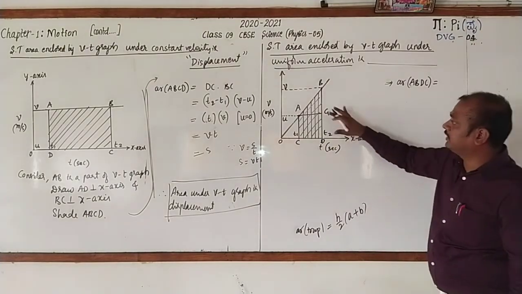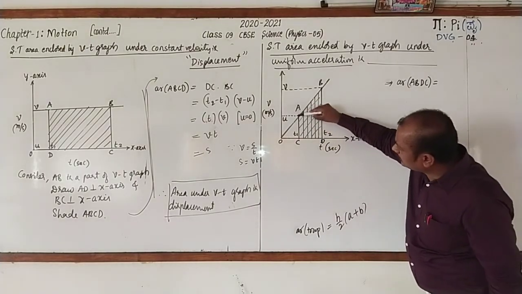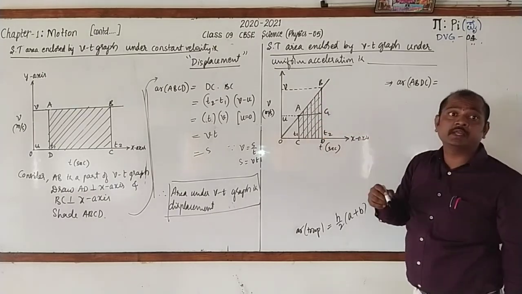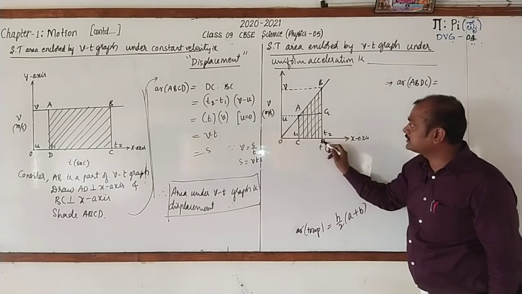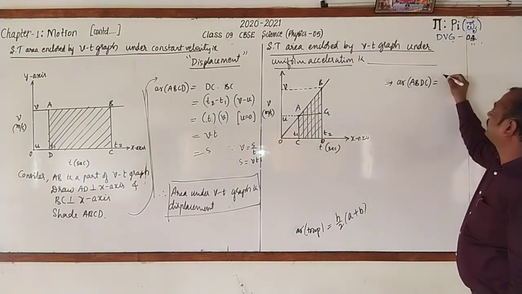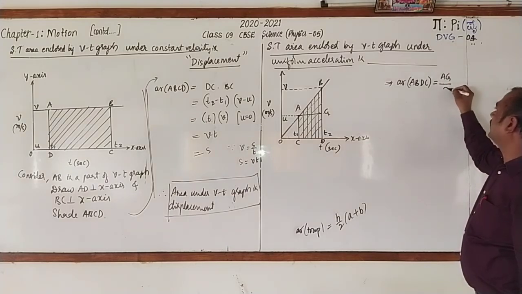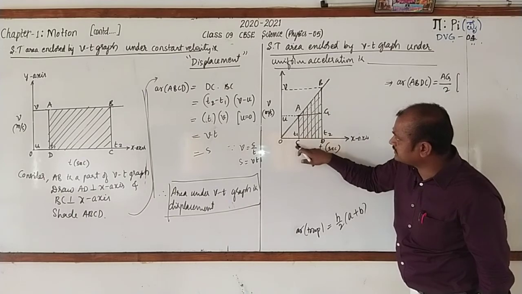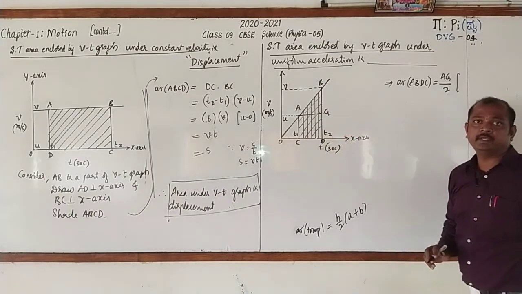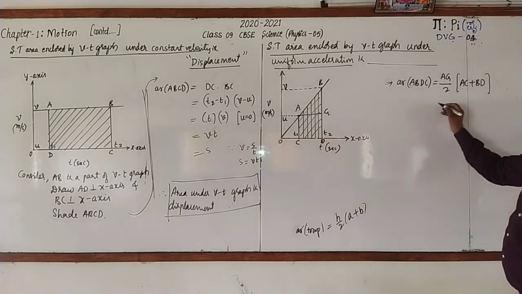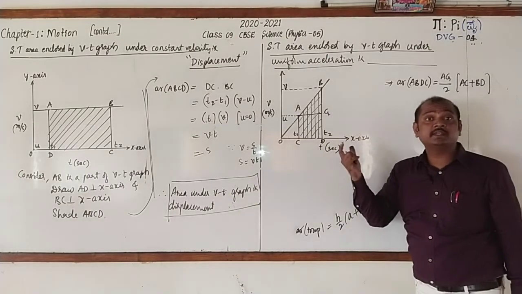Then what is the height here? See the AC and BD, these two are parallel lines. What about the height? Height, it may be CD, it may be AG. Got it? I go for taking AG as height, by 2 into the sum of parallel sides. Parallel sides are AC and BD. AC plus BD, which is equal to, what is AG?